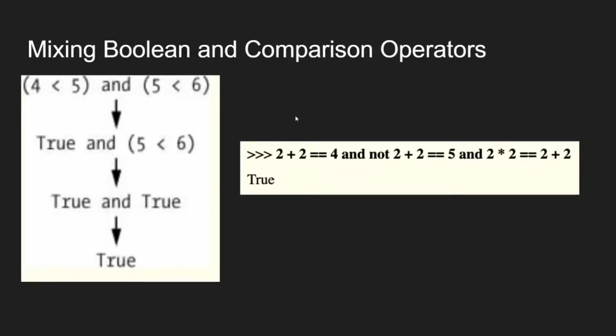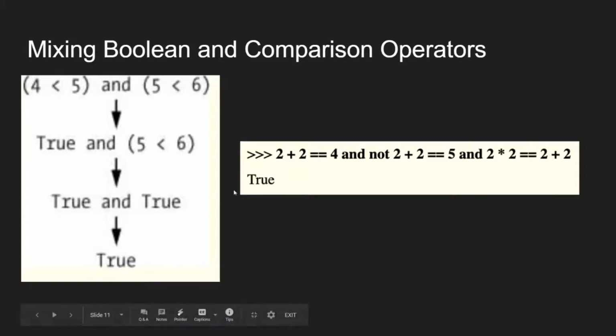Recall that AND, OR, and NOT operators are called Boolean operators because they operate on Boolean values true and false. While expressions like 4 less than 5, which you see here, are not Boolean values. This is an expression which will evaluate down to a Boolean value. So here you can see 4 less than 5 evaluates to true, and 5 less than 6 evaluates to true, and then we can use the Boolean operator AND to see that it is true.